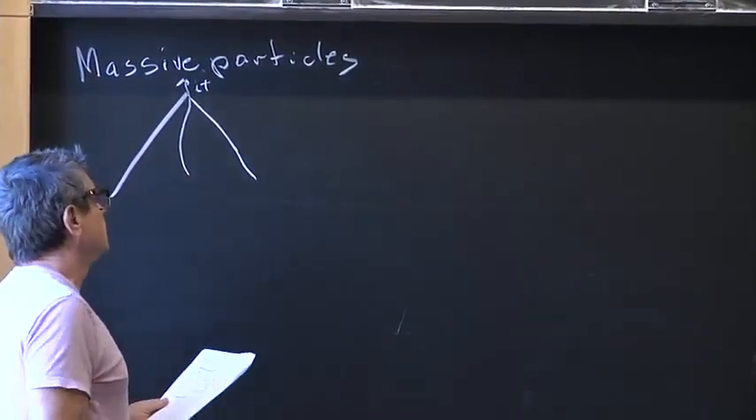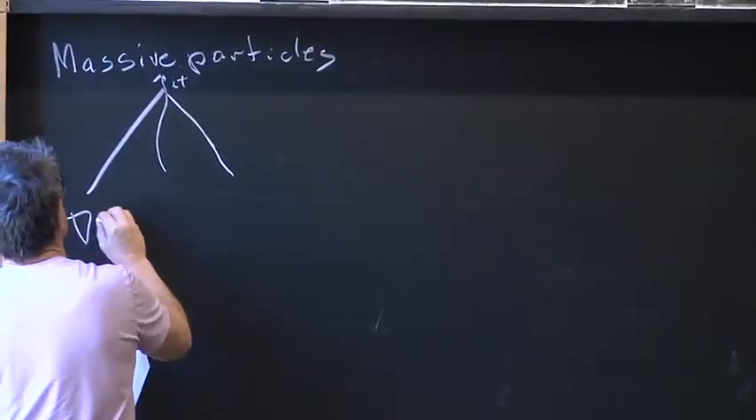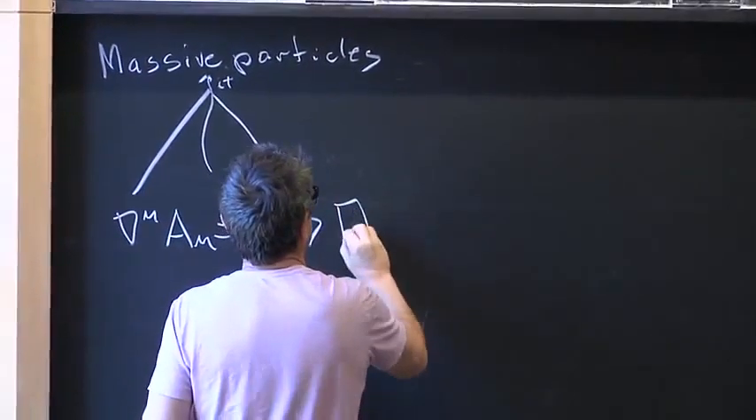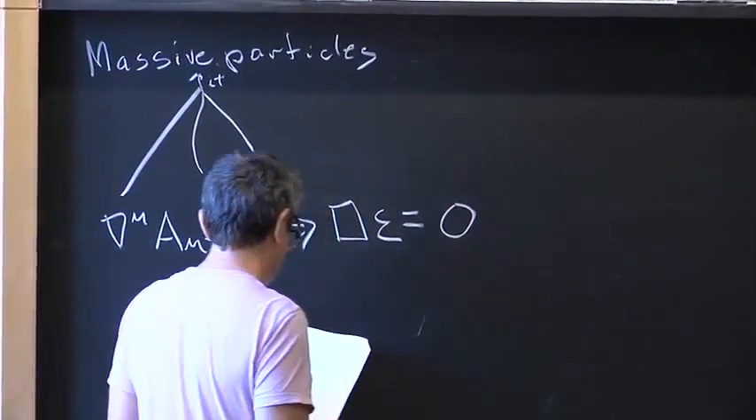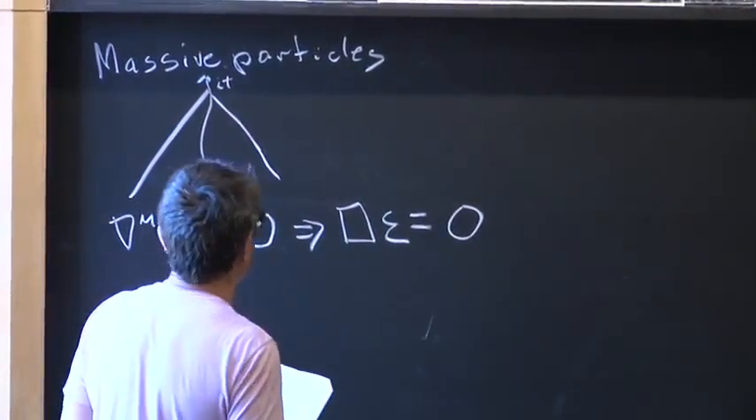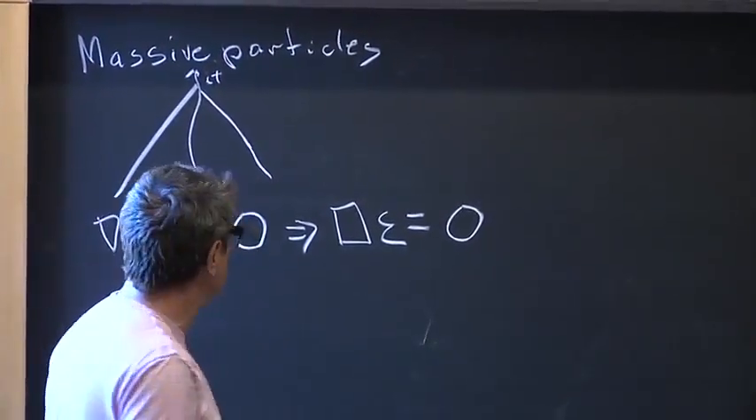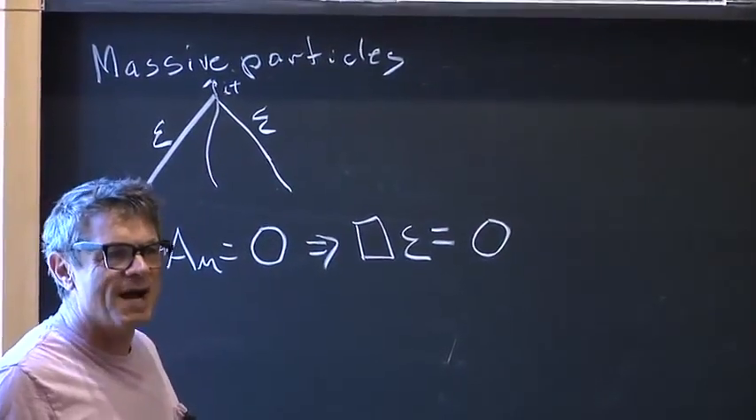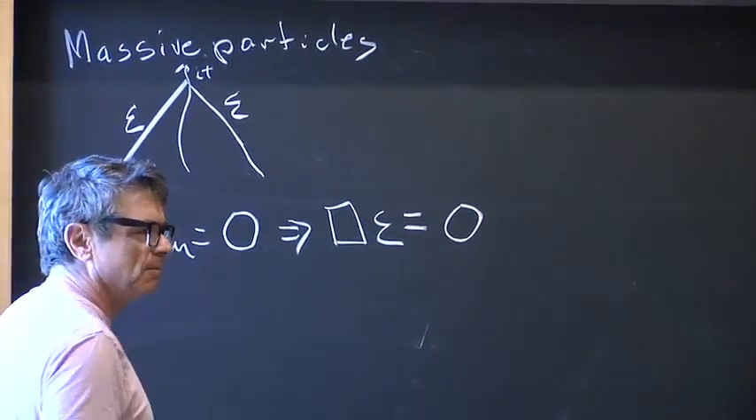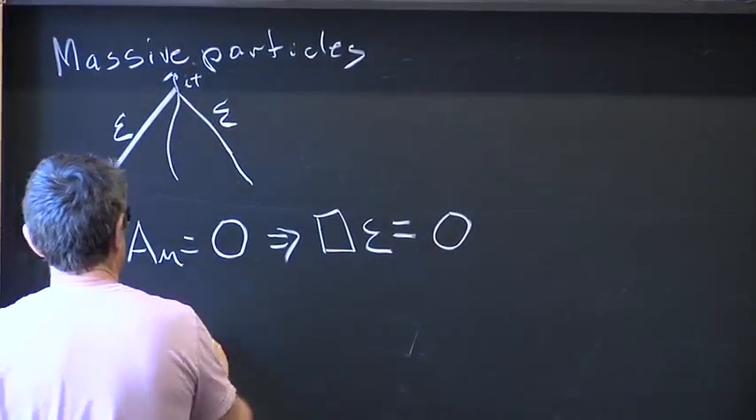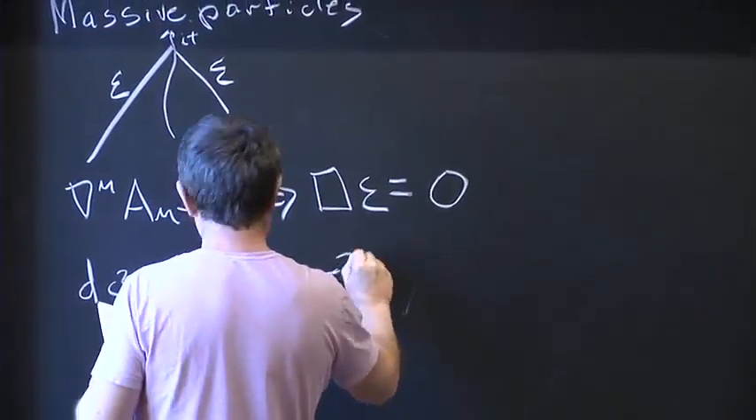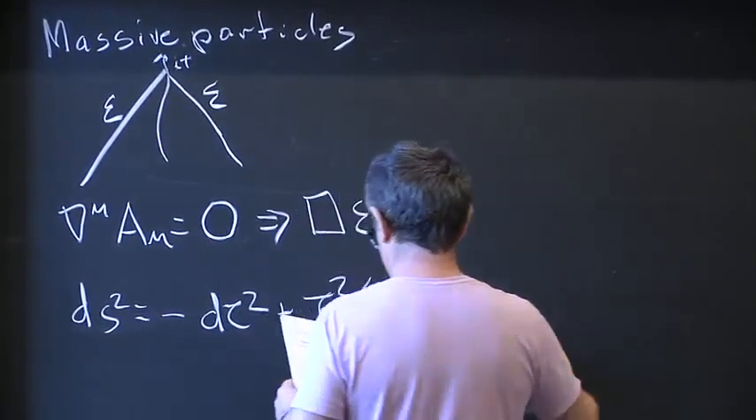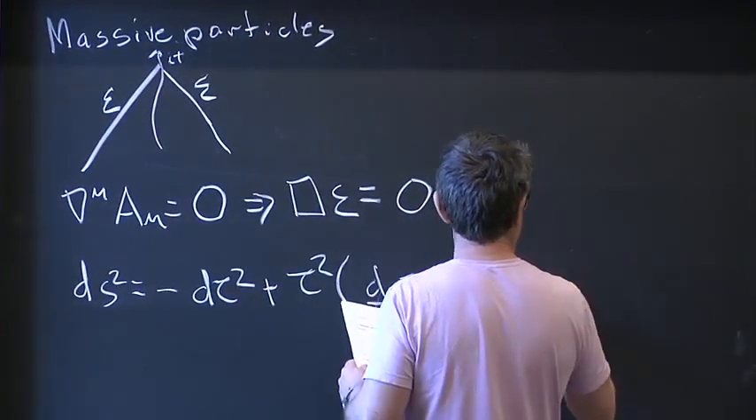So we need to extend it into the interior. There are various ways of doing that, but one way is to choose a gauge, d mu A mu equals 0, which implies that the Laplacian on epsilon is equal to 0. If you fix epsilon on the boundary, the solutions of this equation are much more nicely described in a hyperbolic slicing of Minkowski space, given by ds squared equals minus d tau squared plus tau squared d rho squared over 1 plus rho squared plus rho squared d squared x hat, where this is the unit 2 sphere.